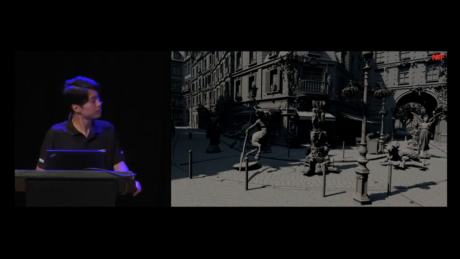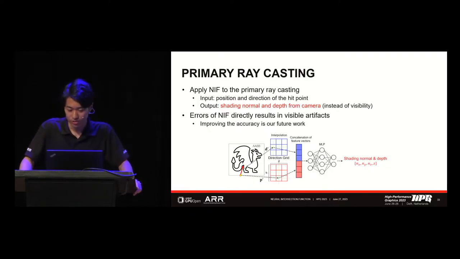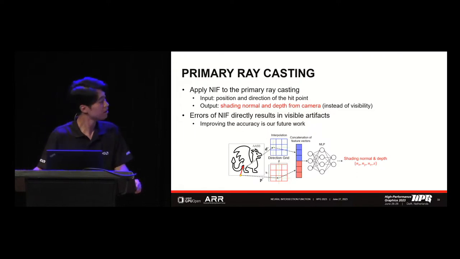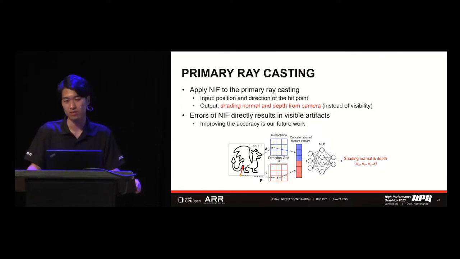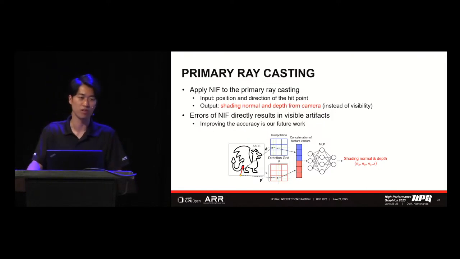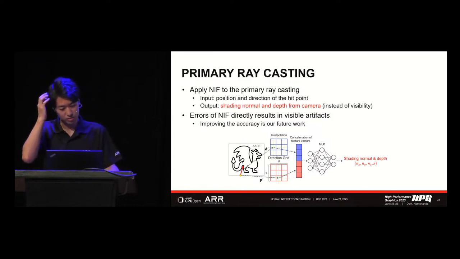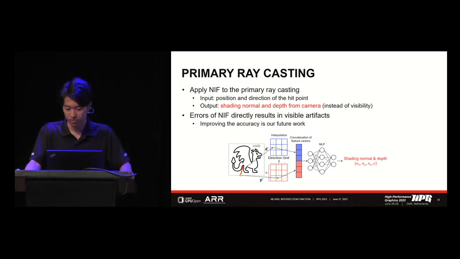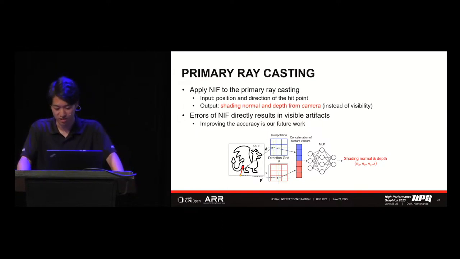This is a NIF rendered image. To show the applicability of NIF to other types of rays, we also tested applying NIF to primary ray casting. In this scenario, the input to the network is the same as before, but for the output, instead of inferring the visibility, the network outputs shading normal and the depth from camera, which is a 4-dimensional vector. In this application, errors of NIF directly result in visible artifacts, and the accuracy is honestly still not enough compared to BVH ray casting in this case.